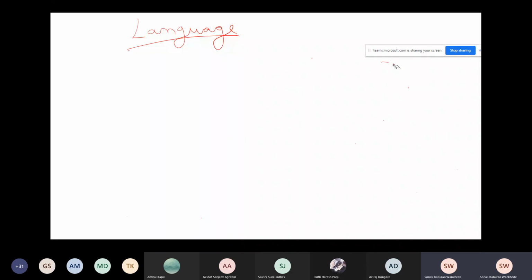Now we will start with something called finite state automaton. And this is very, very important. We have finite state automaton.